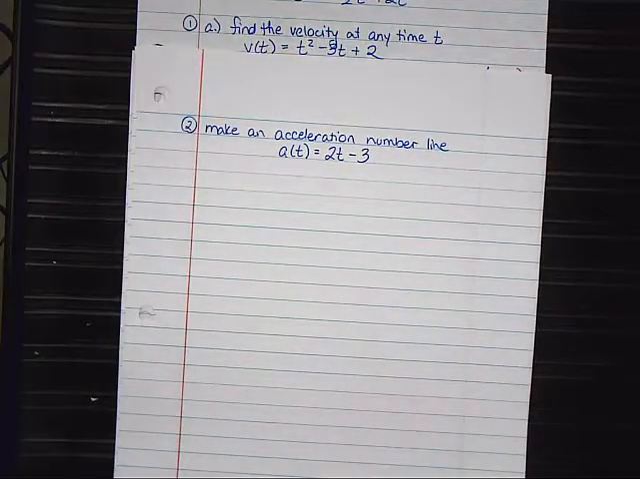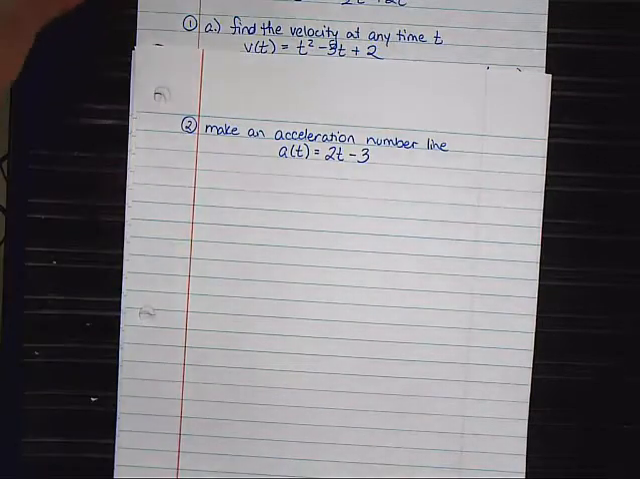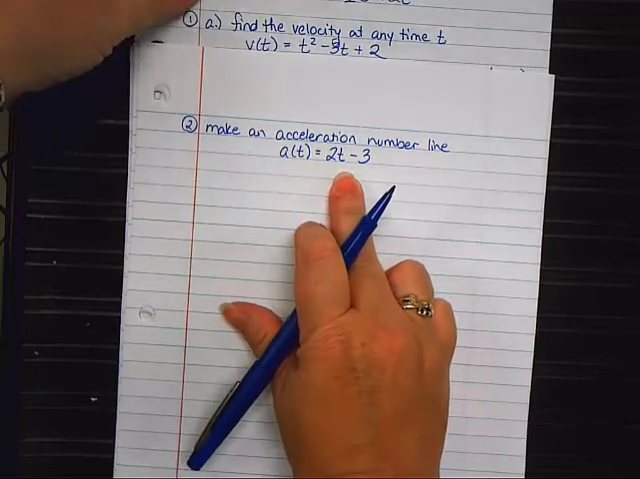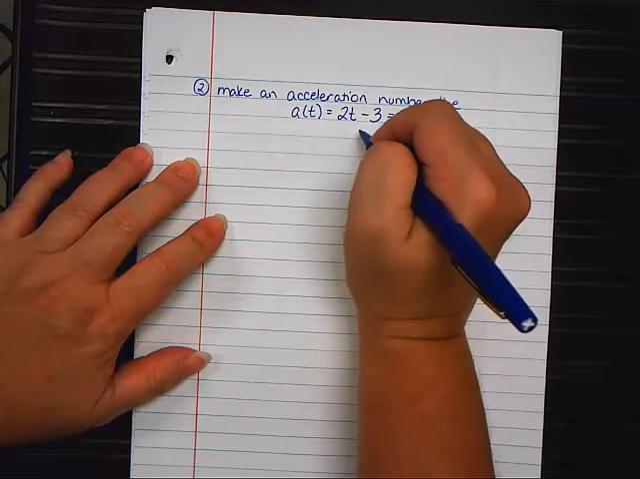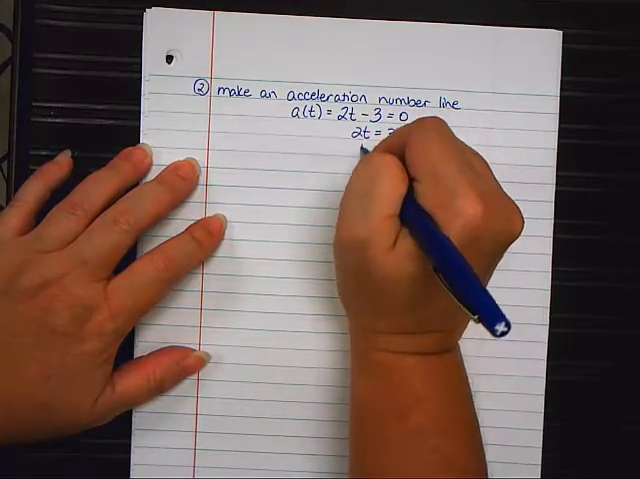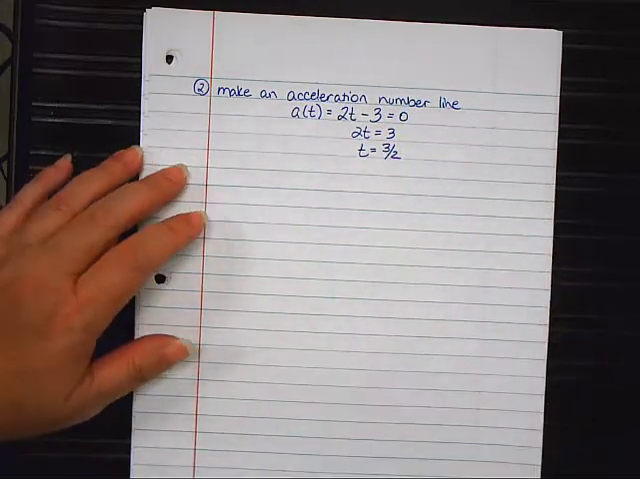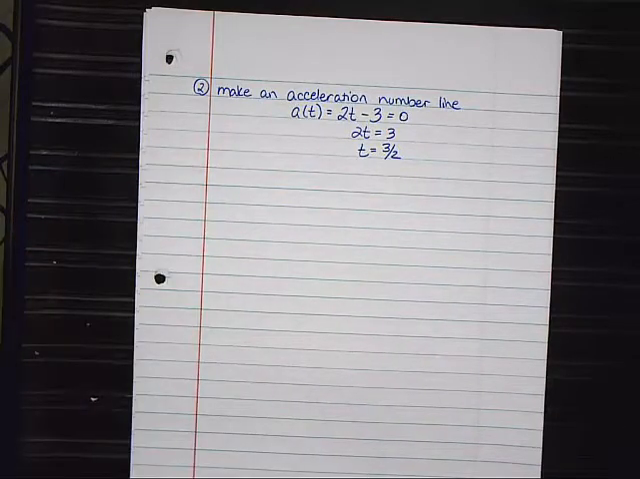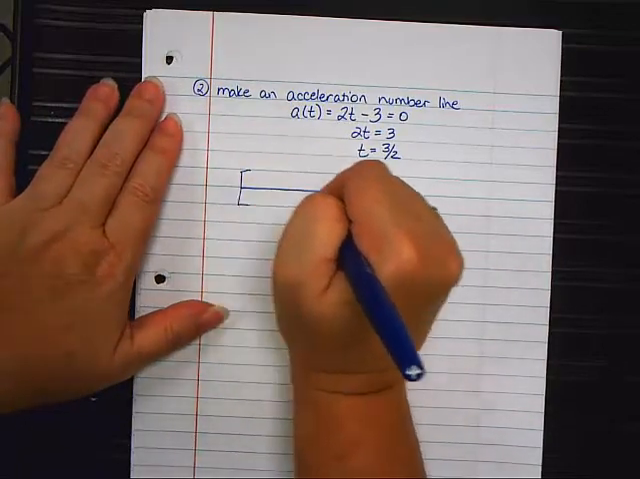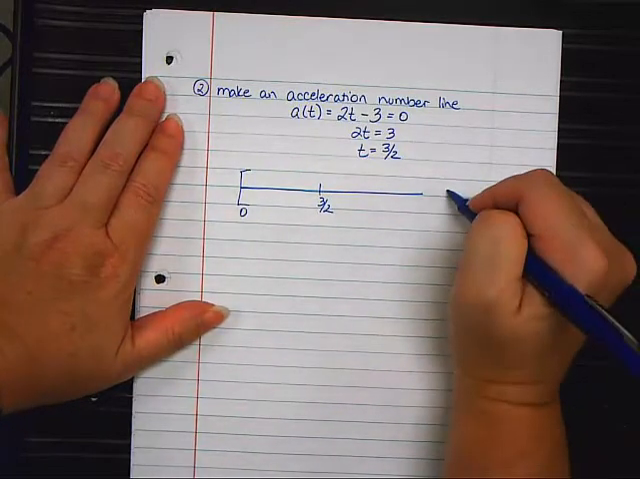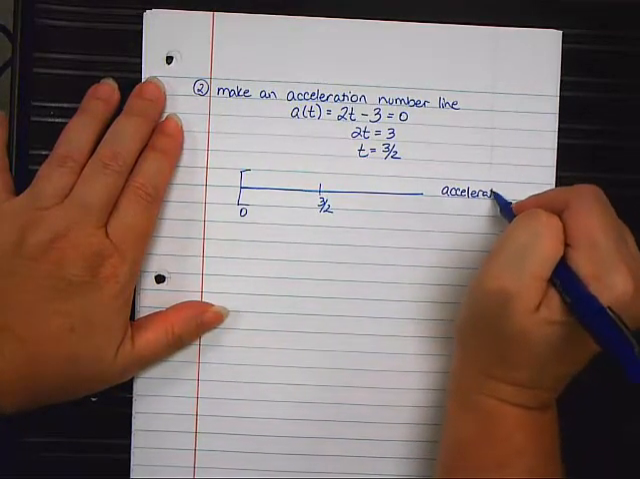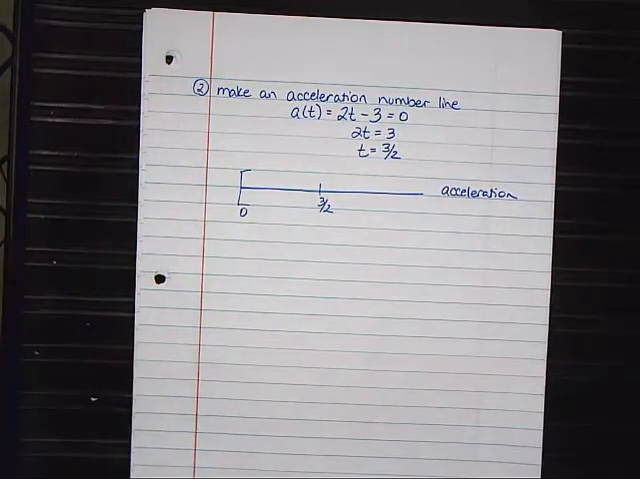Okay. You're going to go through the same steps you just did on the velocity. So what was the first thing we did when we did the velocity problem? We set this equal to 0. So we set this equal to 0 and solve for t. 2t equals 3. T equals 3/2. Okay, that's it. Then we made a number line using that answer. So that's what we're going to do again. So number line here, put the 3/2 on it. It's the only number besides the 0. We're going to label it acceleration. If you do not label these, you will not get full credit. They have to be labeled.